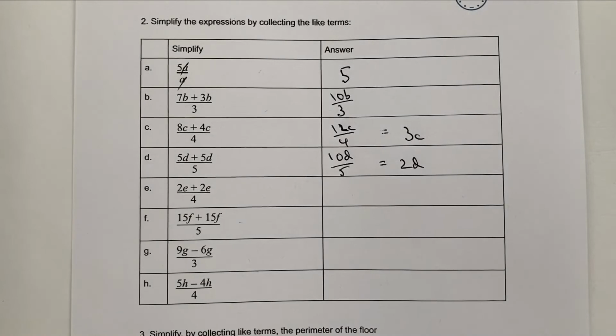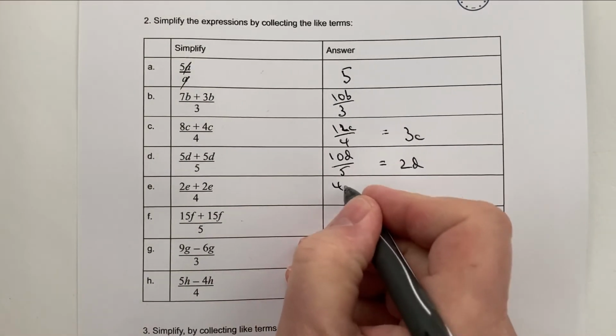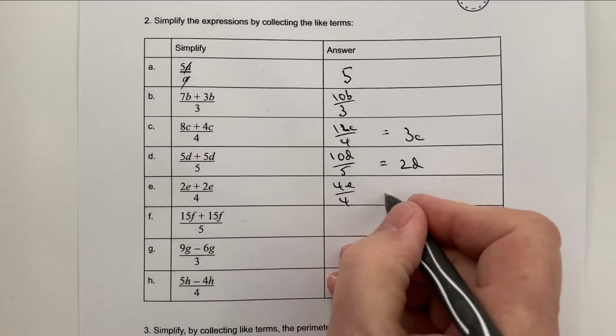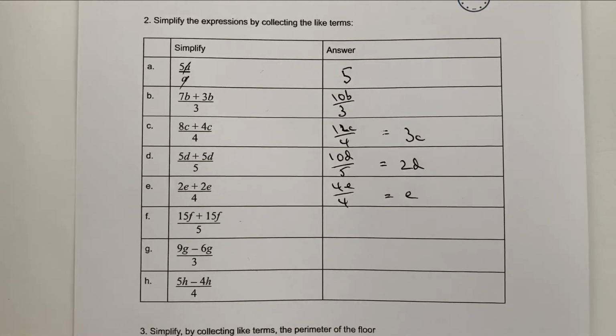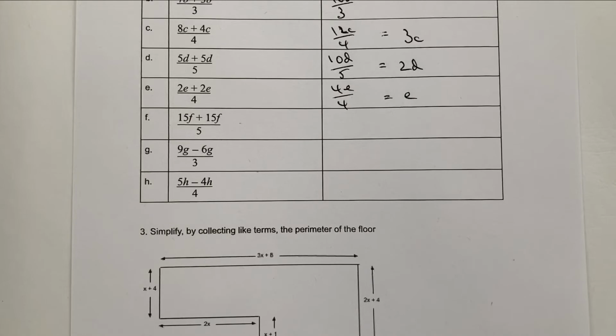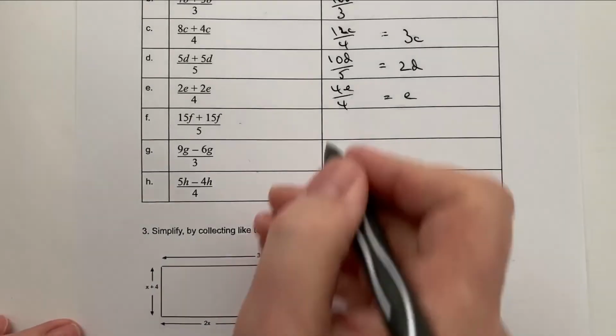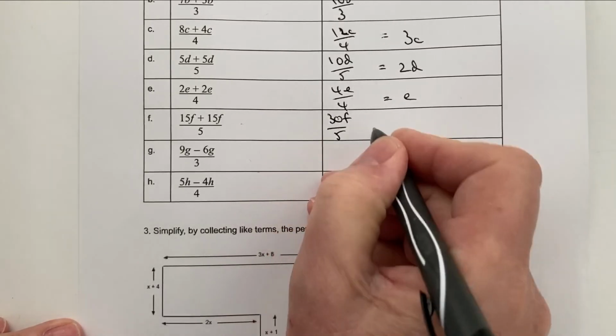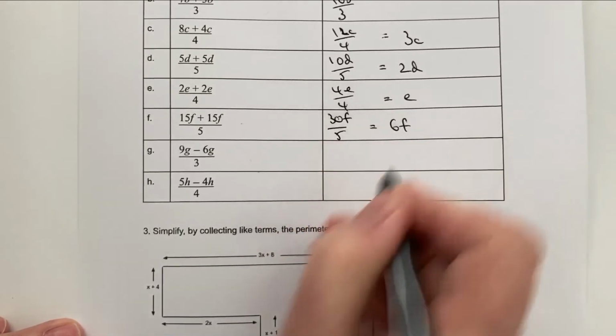Okay, e is 2e plus 2e is going to be 4e over 4. Again, I can divide through by 4. It's just going to give me e on its own. Okay, let's have a look at f. So f is going to be 15f plus 15f is 30f, and that's divisible by 5. Well, 5's into 30 are 6, so it's 6f.